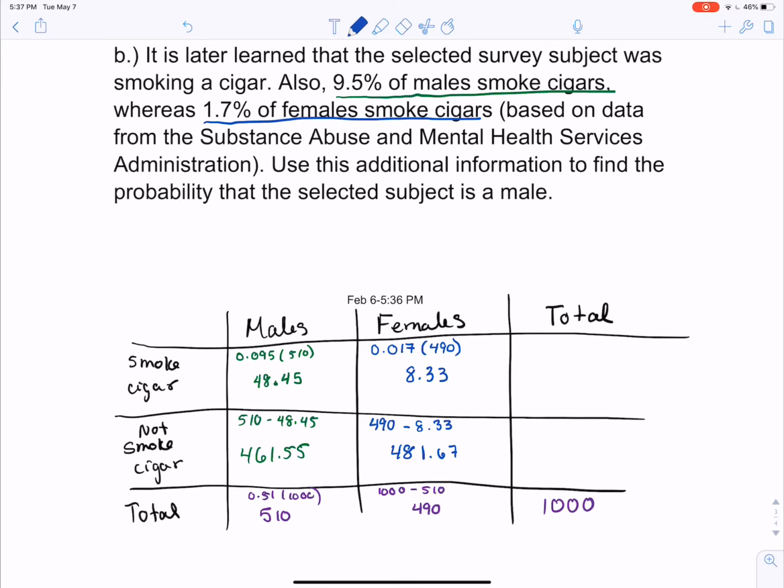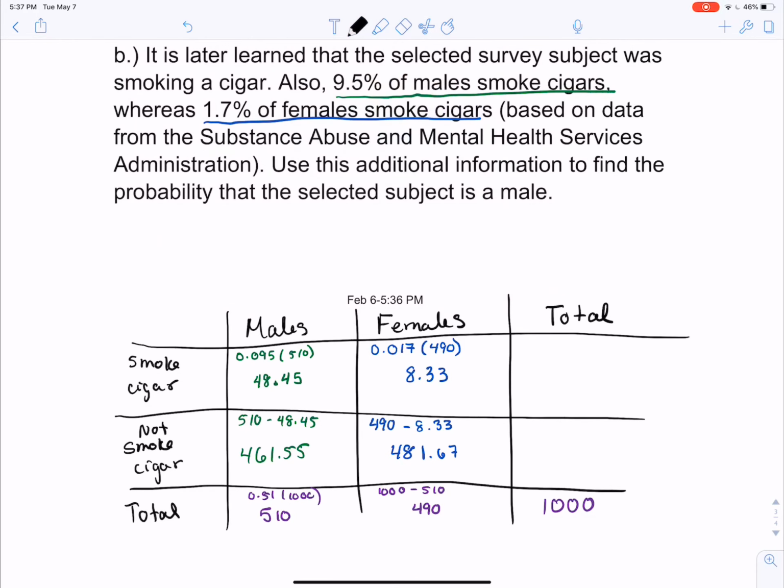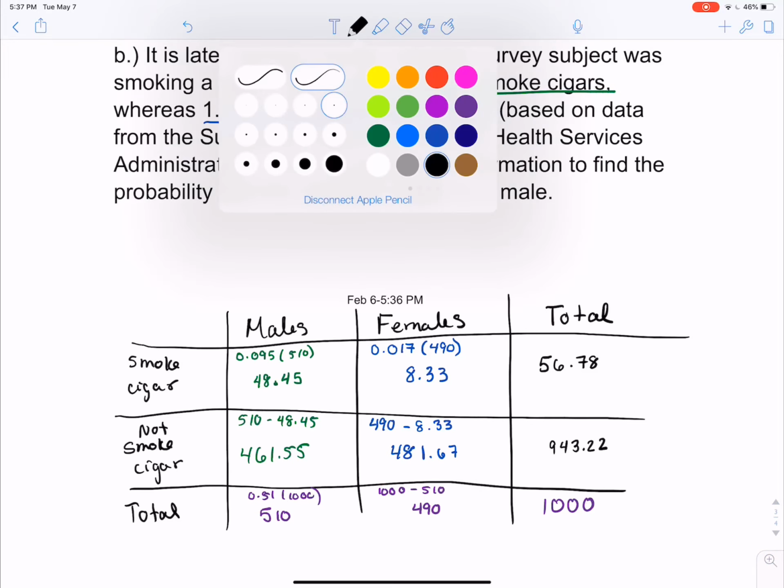You've probably noticed a pattern. In general, we multiply once to figure out a row or a column, or a box in a row or a column, and then we subtract to find out the other part. Just like I did before, I'm going to total what's left because it may help me find out whatever probabilities they ask me. So if I add straight across this column, I'll get 56.78. And same thing if I add across this row, 943.22.